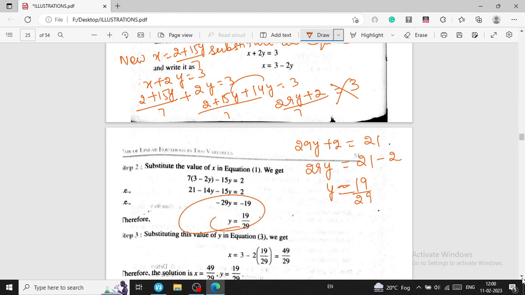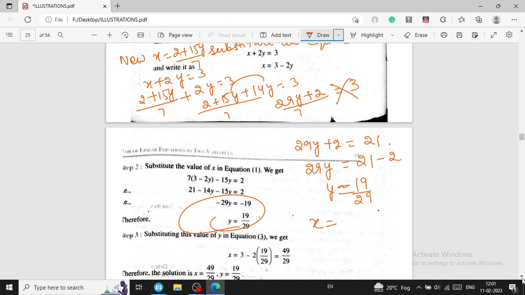You can see here we get 19 by 29, and this example is solved in the book by another method, taking the second equation for the substitution purpose, but I am here taking the first equation. You can take any equation, whether first or second, and substitute in the first or second equation.